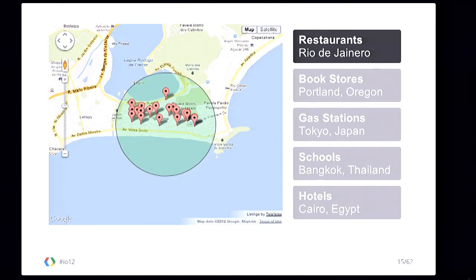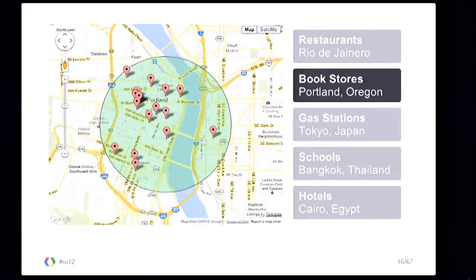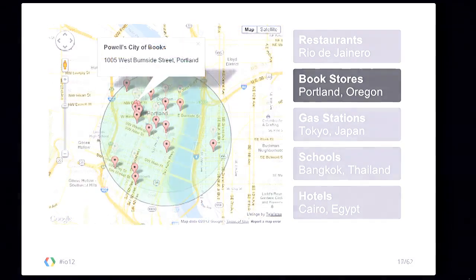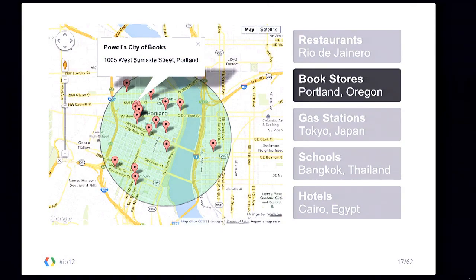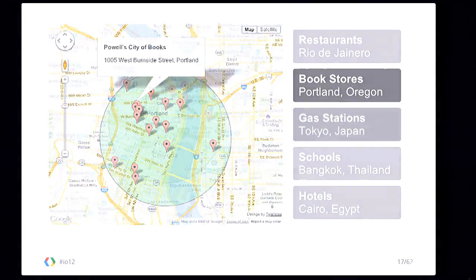I spent a significant amount of time in Portland, Oregon, back in the day, as it were. So I figured I'd search for bookstores, because I know there's a lot of bookstores in Portland. And I would be remiss if I didn't mention Powell's City of Books, which is a bookstore that takes up about an entire city block. It's 3 stories high. If you ever make it to Portland, this is a must-see place.